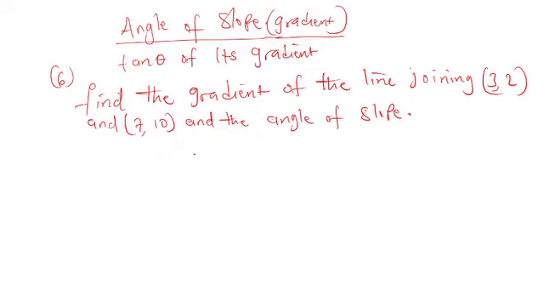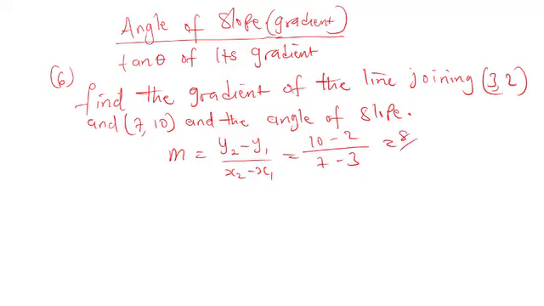When you have two points, the first thing you have to do is to get the slope. And remember, the slope is y2 minus y1 over x2 minus x1. This time we're not looking for an equation, we're just looking for the slope. So our y2 is 10 minus y1, 2, over x2, 7, minus x1, 3. So this is 8 over 4, which is equal to 2. So we are done with the first part: find the gradient.